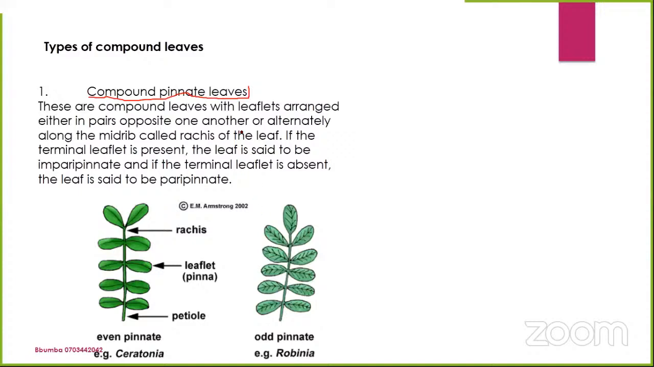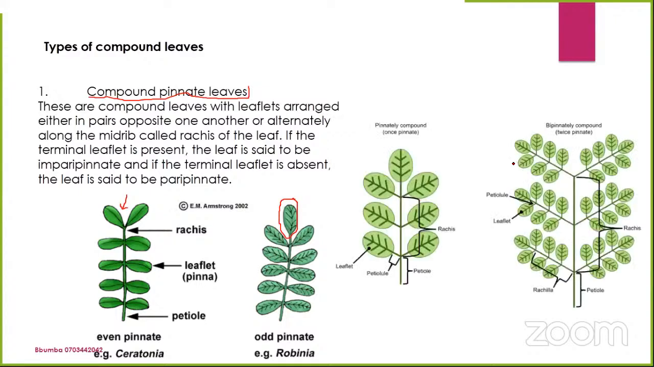The midrib, you can also call it the rachis. And then the leaf is said to be imparipinnate if the terminal leaf is present. What do I mean by a terminal leaf? Now, this is a terminal leaf. Terminal means at the extreme end. So one extreme end of a leaf has this leaflet, but here you can see that there is no terminal leaflet. If I can make it clear here, the one with the terminal leaflet present is called an imparipinnate leaf. And in this case where it is not there, then it is paripinnate.